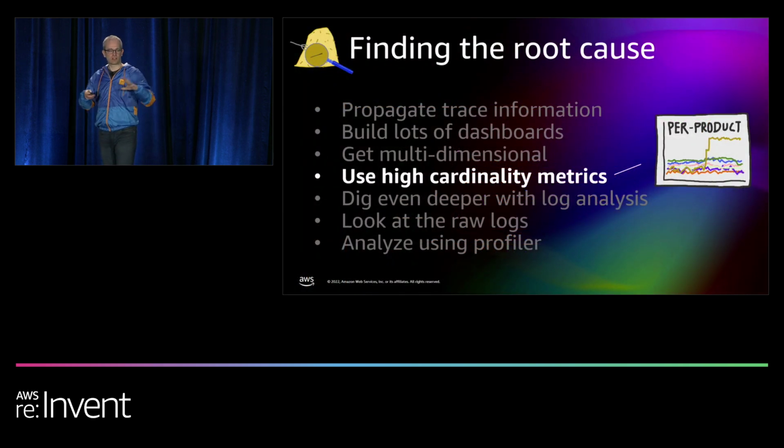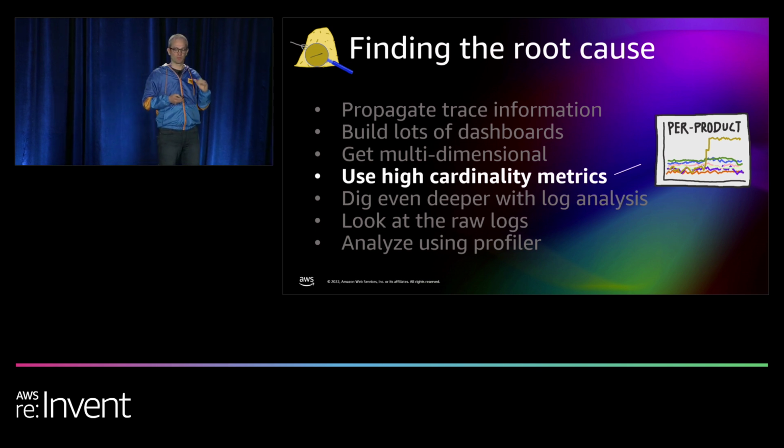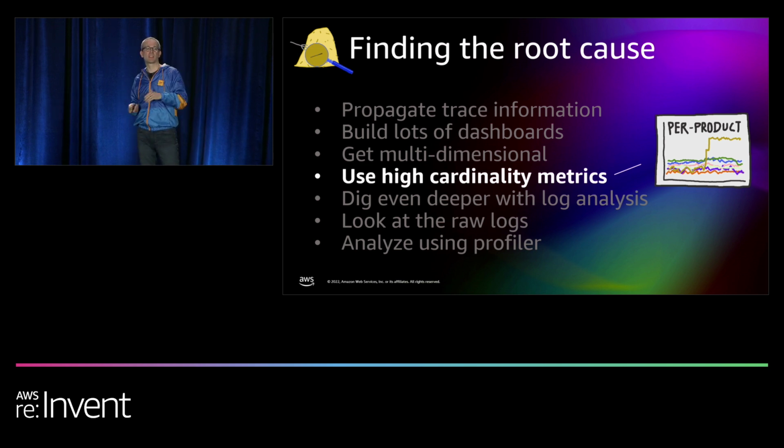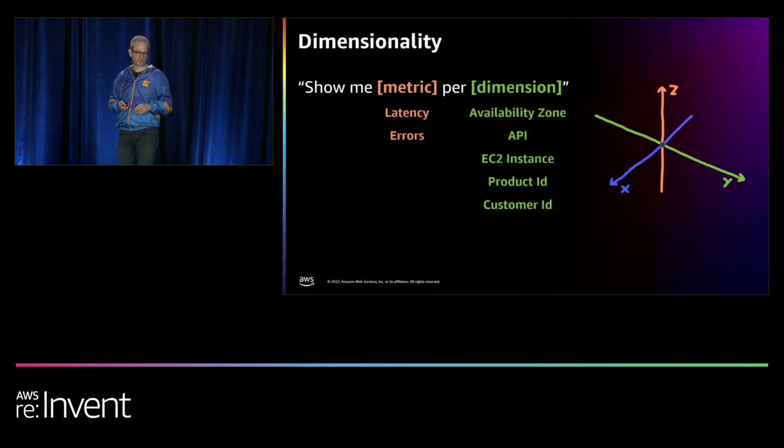So okay, dimensionality helps us get a little bit lower. We can see which API might be affected or something like that. But I want to use metrics to understand the why, or even more information. And that's where we use the same idea of dimensionality, but with what we call high cardinality metrics. It's a dimension that has just a ton of distinct values.